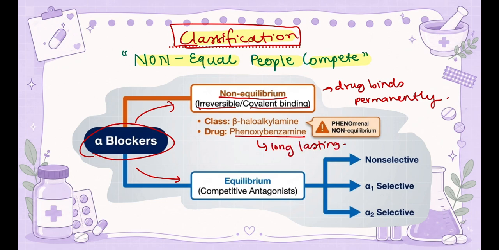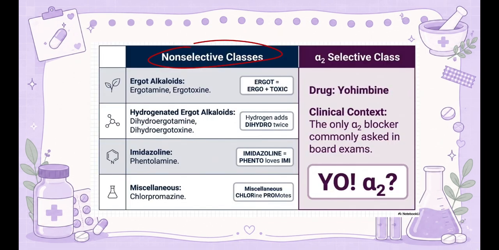The second branch is equilibrium. These are competitive antagonists. Their blocking effect can be overcome simply by adding more adrenaline to the system. Within this branch, we have non-selective classes. These include ergot alkaloids like ergotamine, hydrogenated ergot alkaloids, imidazolines like phentolamine, and miscellaneous agents like chlorpromazine. In contrast, there is a highly selective alpha-2 class. The only drug commonly tested here is yohimbine.